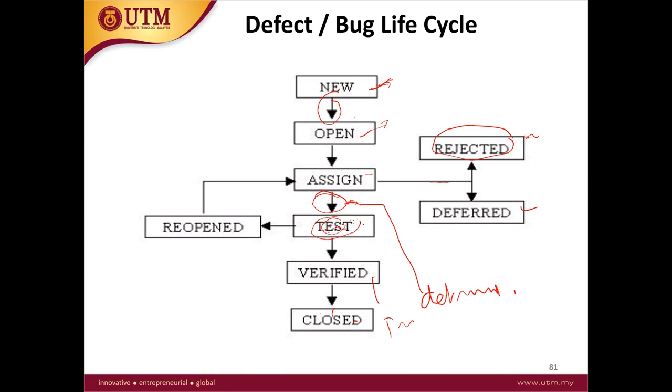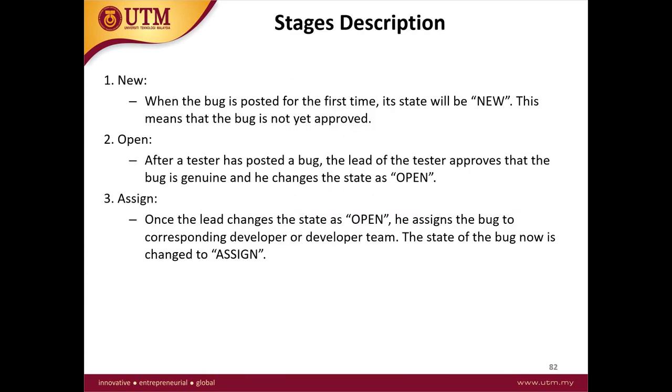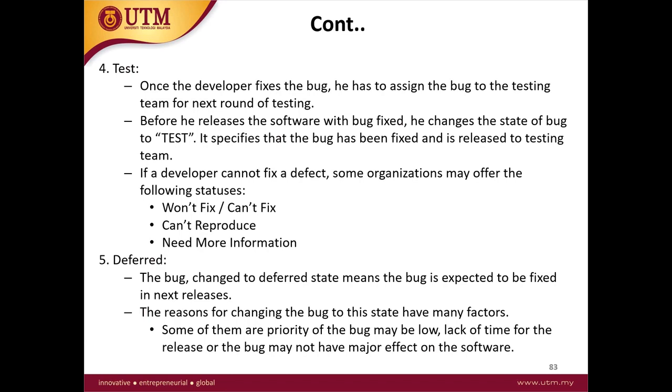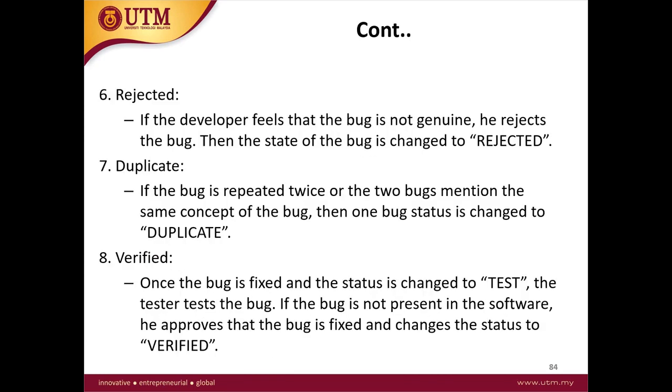When the time of the peak time to go live, for example. Okay, so you can read this. I already explained: new, open, assign, test. So tests can be fix, won't fix, can't reproduce, and then deferred. This one is rejected, duplicated, duplicate. Because of the duplicate, it's also rejected.